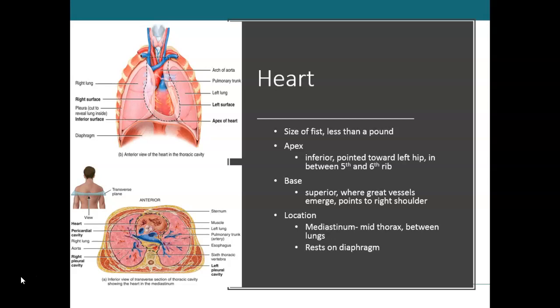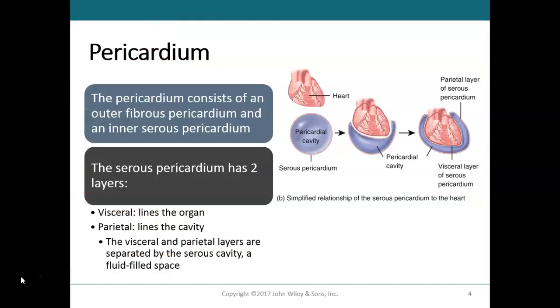The base of the heart is the opposite of the apex, so it's the broader upper part of the heart, and it's formed primarily by the atria, and also some of the large blood vessels that we'll look at are going to be attached to that base as well. Next, we'll look at some of the coverings that surround and protect the heart. Those are called the pericardium.